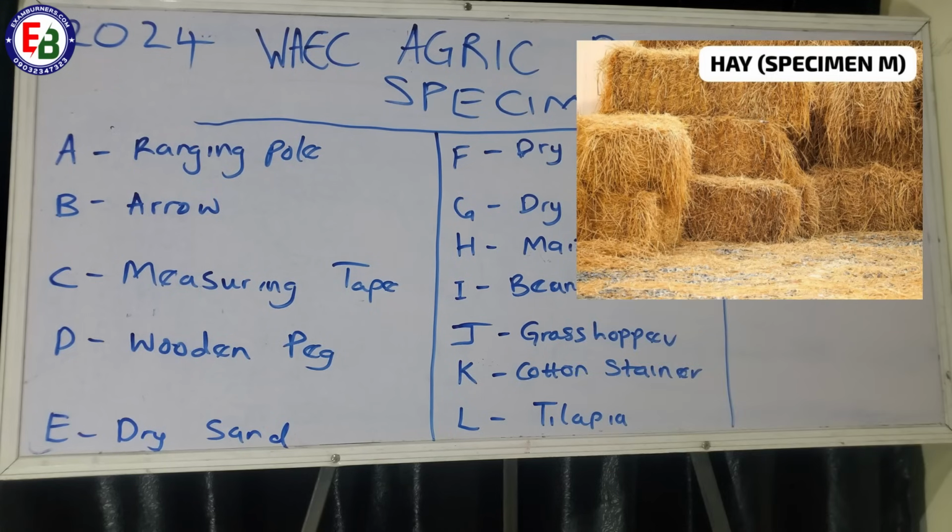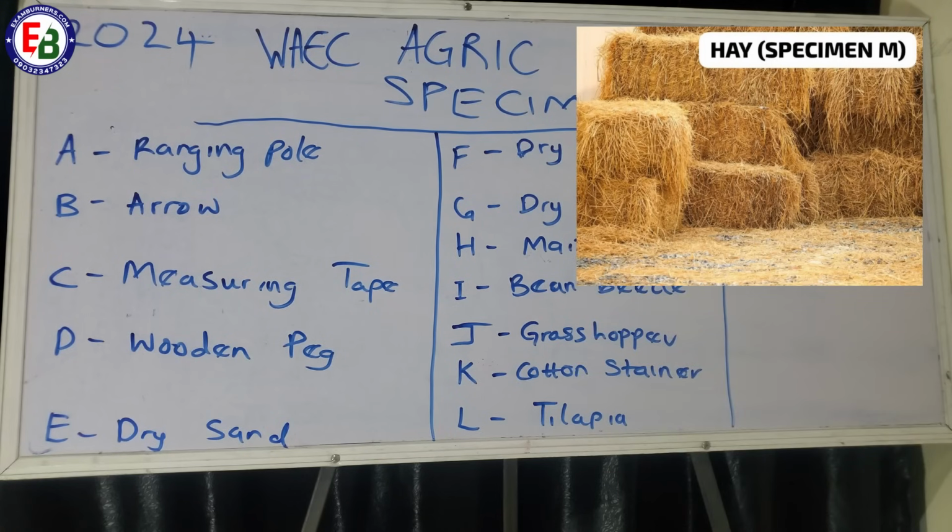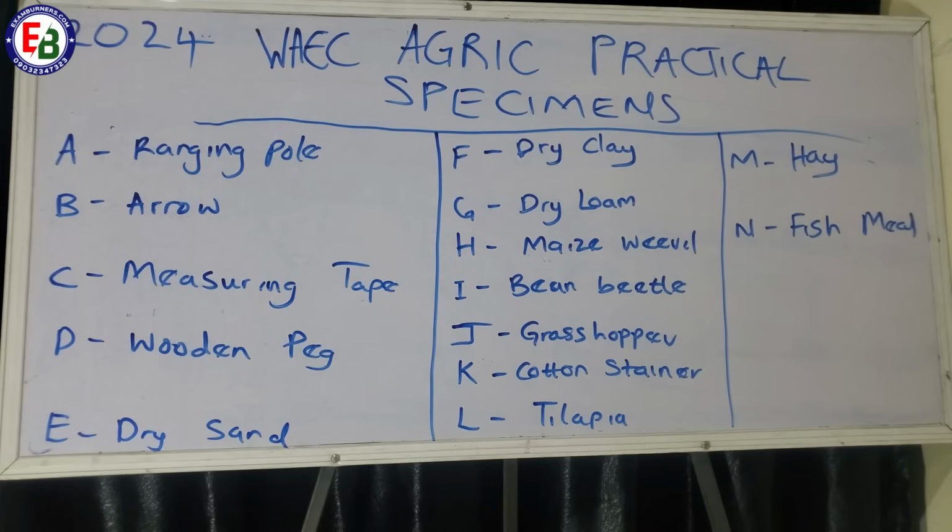Specimen M, you should know that specimen M is a feed. Hay is dry grass, so they bundle it together, and that is what is called hay. Hay is used to prepare feeds for different animals. So that's your specimen M, hay. Hay is a feed. We don't call it food. In Agric, when it's for animals, we call it what? Feed, not food.